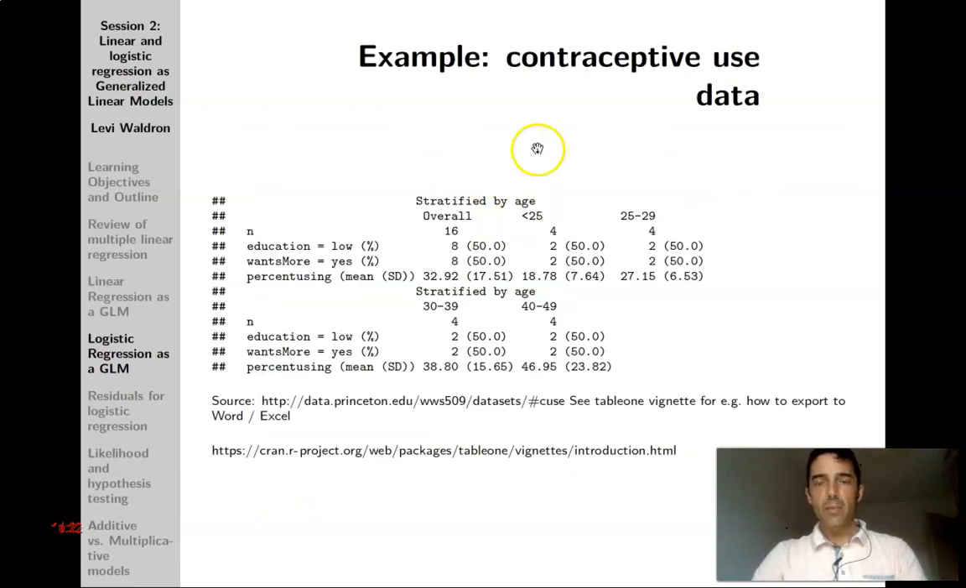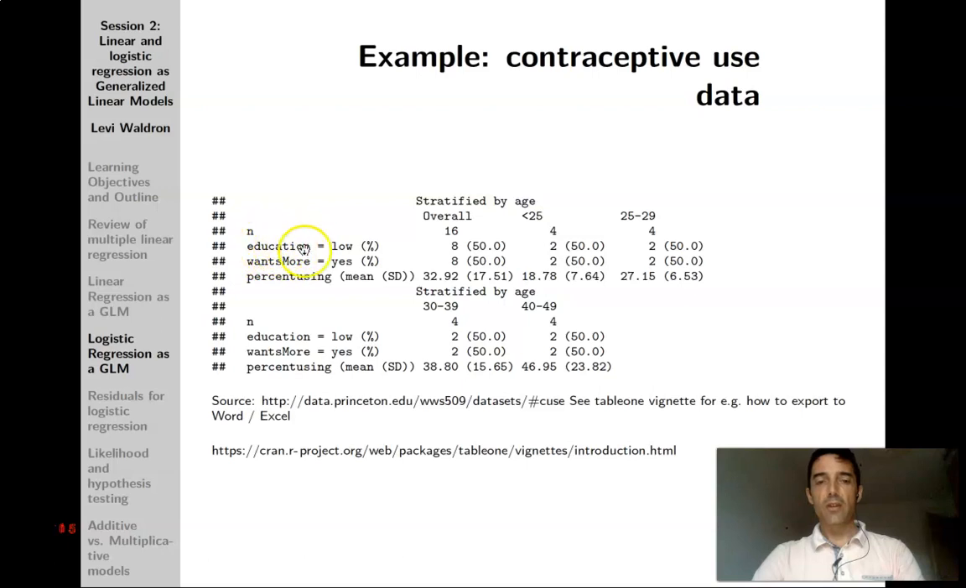Let's look at an example. Here's a data set that you'll have some more time to work with in the next 2 lab sessions, the contraceptive use data set. This is a data set where the outcome is whether the participants are using contraceptives or not, and it has several covariates or predictor variables.